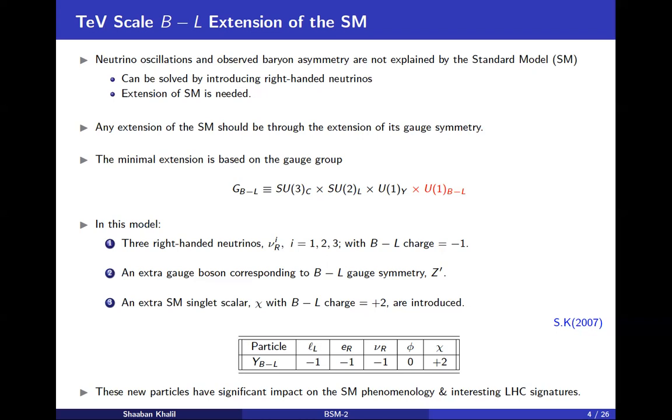Forget about the quark sector. So you have the lepton with B minus L equal to -1, because it has B equals 0, L equals 1. e_R is -1. Mu right, similar to e_R, will be -1. Phi, the standard model Higgs, is 0 under B minus L, and this extra scalar chi has charge +2. These new particles have a significant impact on the standard model phenomenology, and also interesting LHC signatures, as we will see.